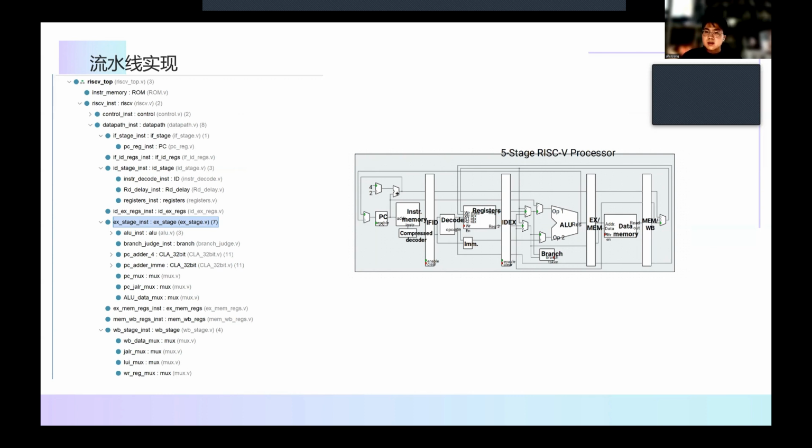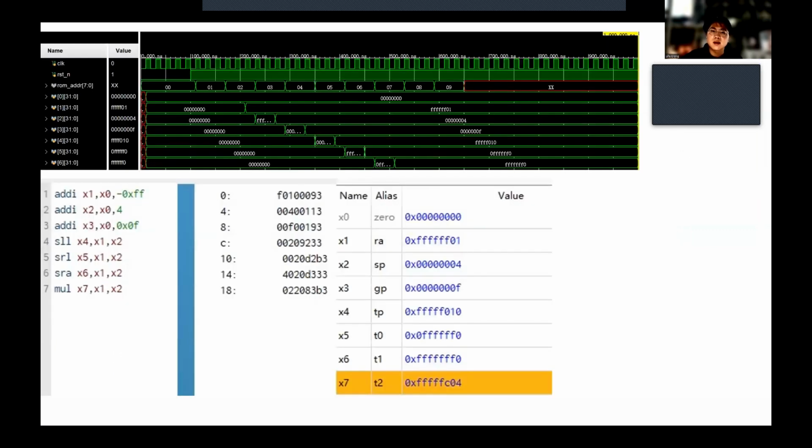The 5-stage pipeline can make 5 instructions execute in parallel, which can efficiently shorten the clock cycle and improve efficiency. And this is the simulation result that shows the 5-stage pipeline runs successfully, and the calculation results are also correct.